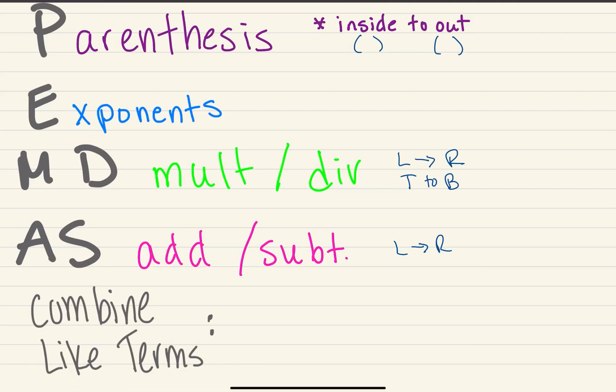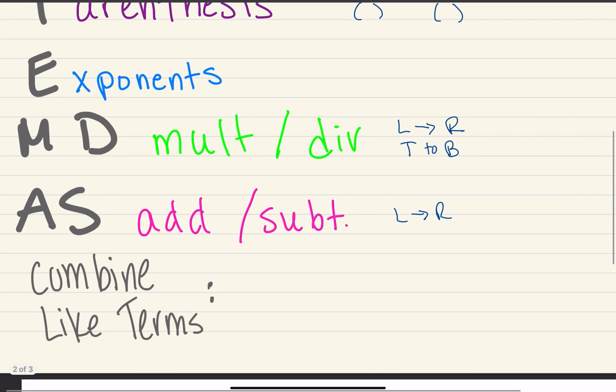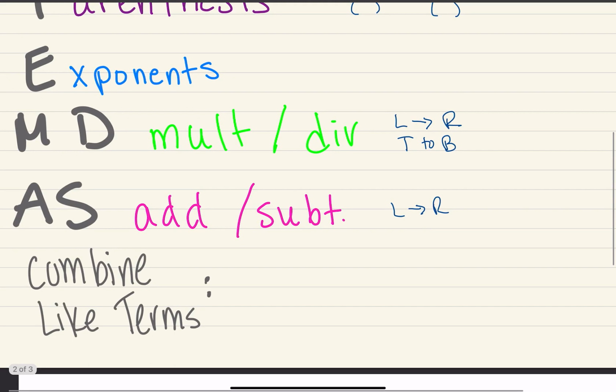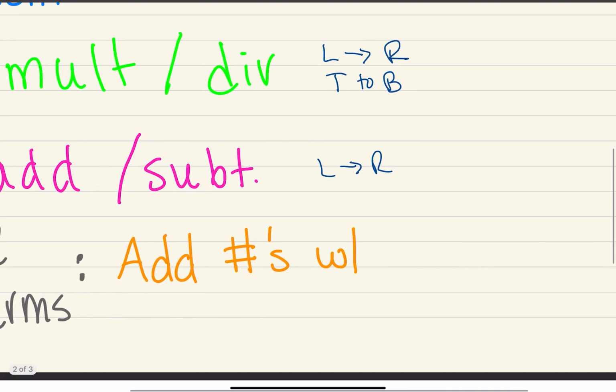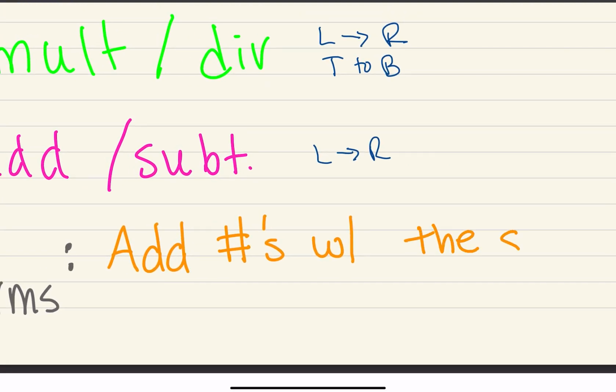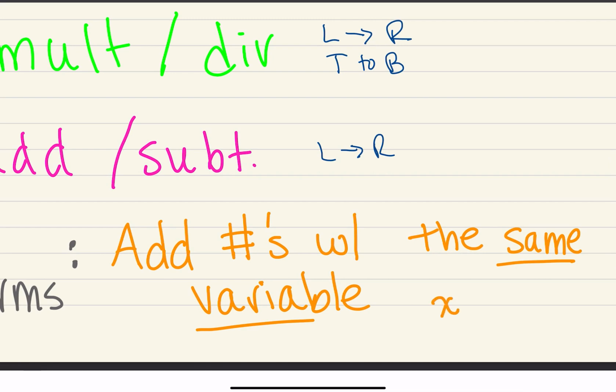All right, so we're using those same skills as the day before, the Please Excuse My Dear Aunt Sally, but we're also going to combine like terms, which is part of the add or subtract, right? It's part of it. But combine like terms means we add numbers with the same variable. Okay, it has to have the same variable. Now the same variable can be just an x or nothing.